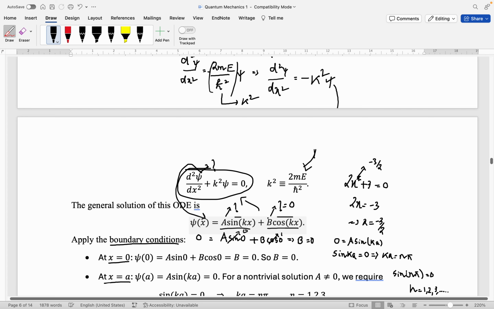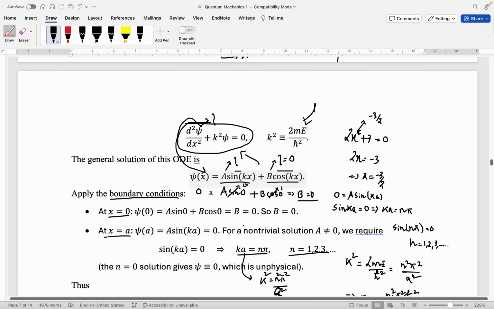So what is our boundary condition? First boundary condition is at x is equal to 0, psi is 0. So we are putting psi is equal to 0 at x is equal to 0. X is equal to 0 means a sine 0 plus b cos 0 is 0. Cos 0 is 1, sine 0 is 0, so b is equal to 0. So that means the first parameter b is 0, and my solution is a sine kx now. So the first condition I have used, and I found out that b is 0.